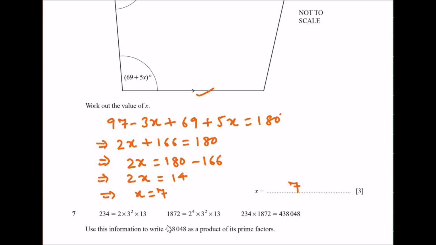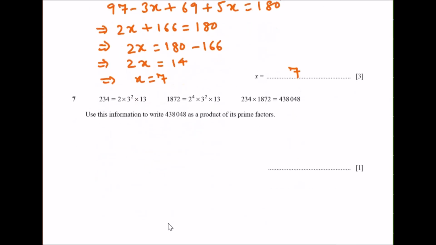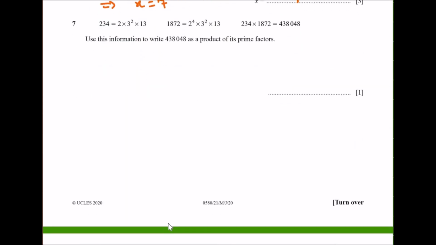This question carries 3 marks. Very simple one. Okay. Next one. Question number 7. 234 equals 2 times 3 squared into 13.